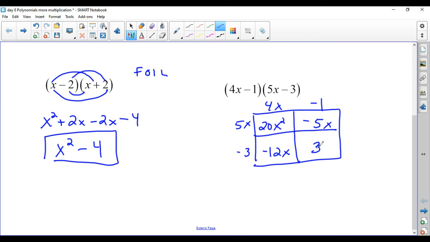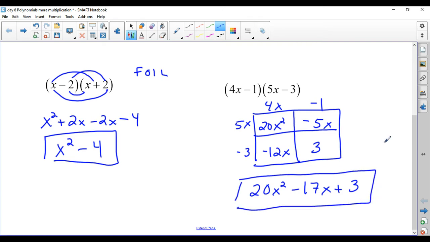When I do this, what's in each box are my 4 terms, and then I want to combine my like terms. I have the 20x squared. I add the negative 12x and the negative 5x for minus 17x, and then I have positive 3. And that's my final answer. So that's what we've done so far. A couple little things to add today.